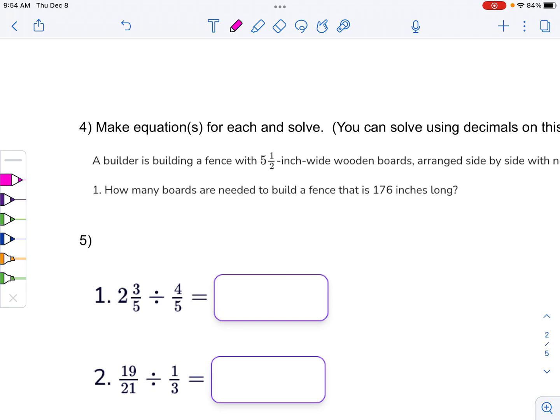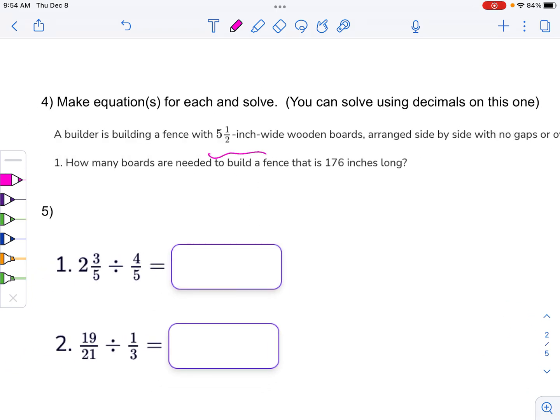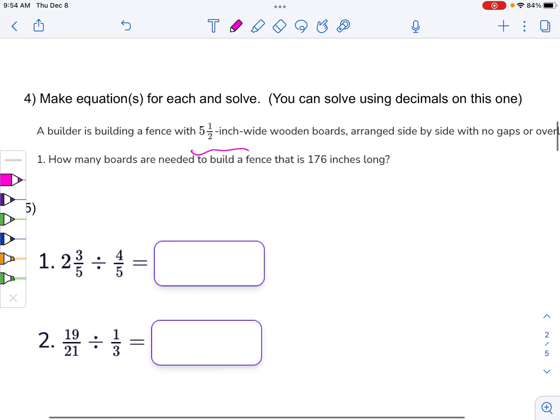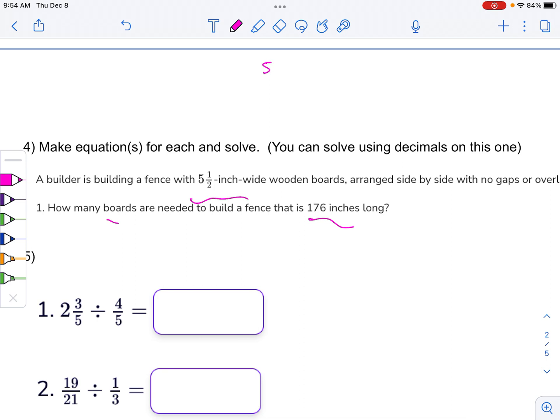All right, number 4. Make an equation for each and solve. So a builder's building a fence with 5.5 inches of wood, okay? How many boards are needed to make this fence? All right, so there are 5.5 each times a certain number that I don't know, and that's going to equal 176. So I also then know the division problem.